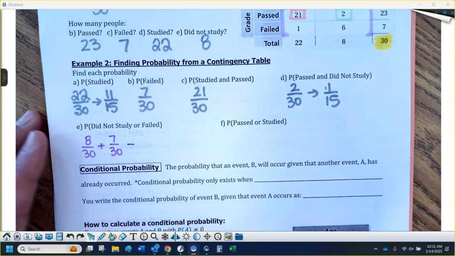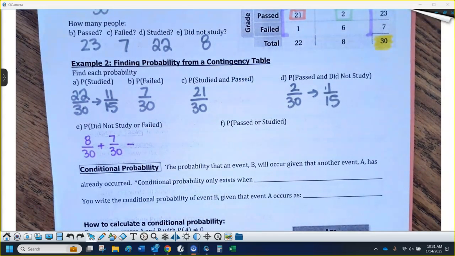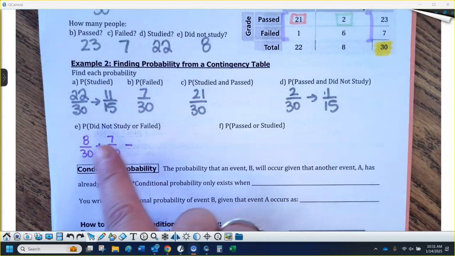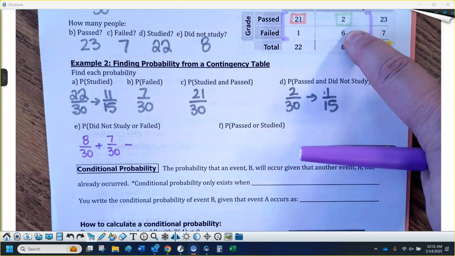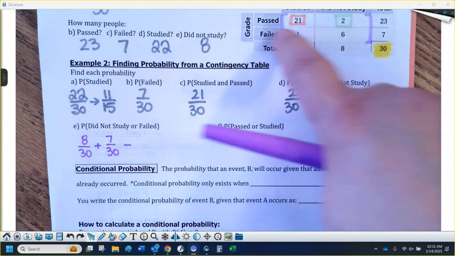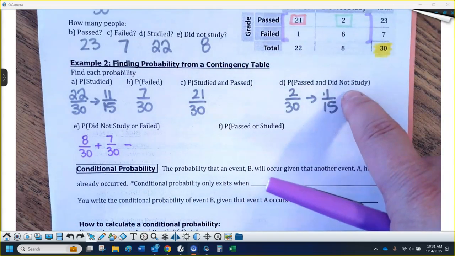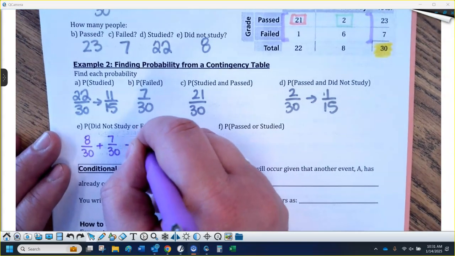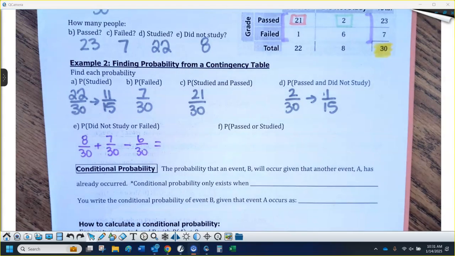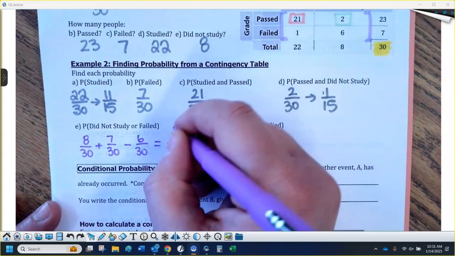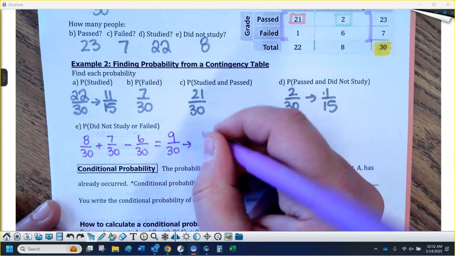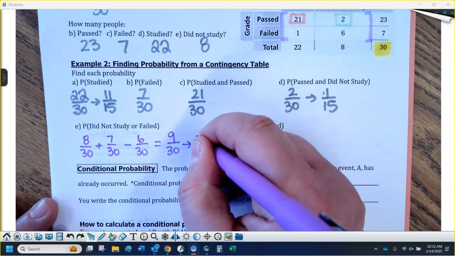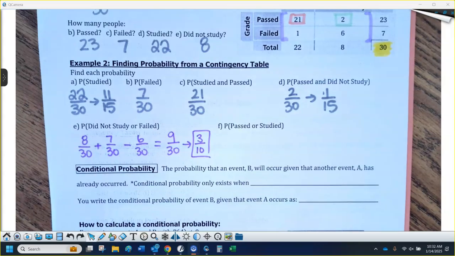All right, now what I would have to do is subtract any overlap. Anybody that did not study and also failed, I counted them twice, which would be in that group, 6 people out of the 30, because I counted them in the failed category and also in the did not study column. So I have to subtract out that extra 6. These all have a common denominator, so you don't have to do anything with that. So it should just be 15, so 9 out of 30. If you want to reduce that, both are divisible by 3, so this would be 3/10. So I just have to subtract off the overlap while I'm doing that.